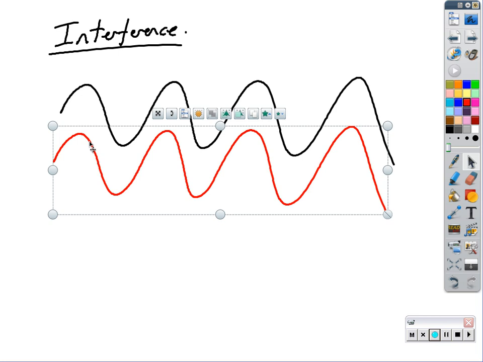So the resultant wave, the amplitude would increase. Right? So if I double it, it would double it. Well, if the waves are coherent, it would double it.